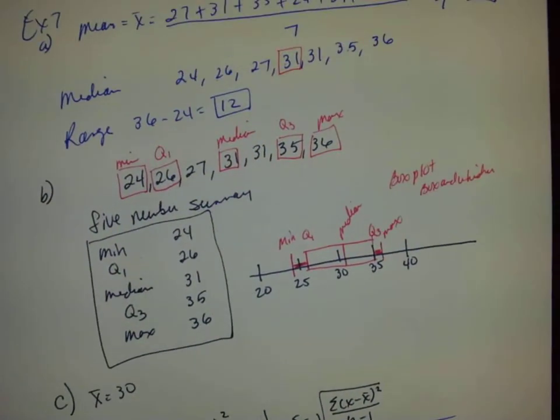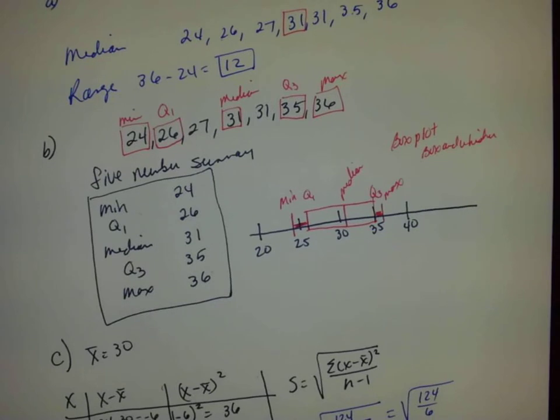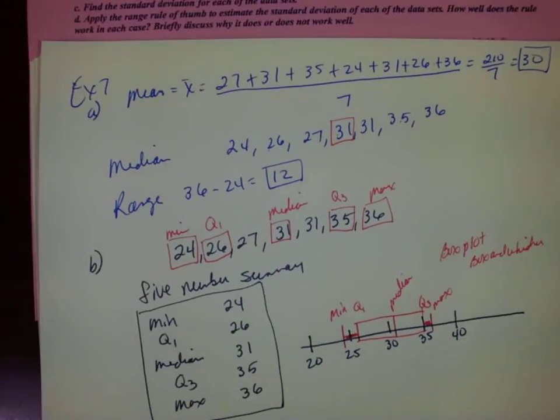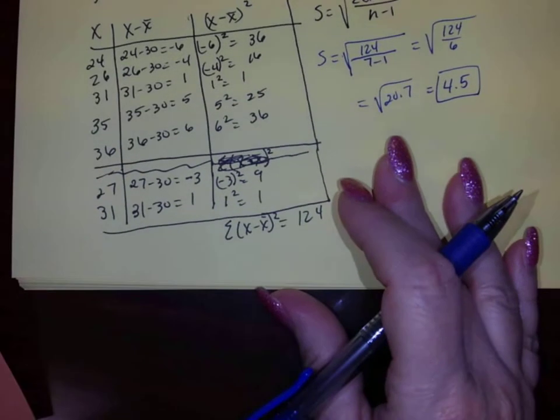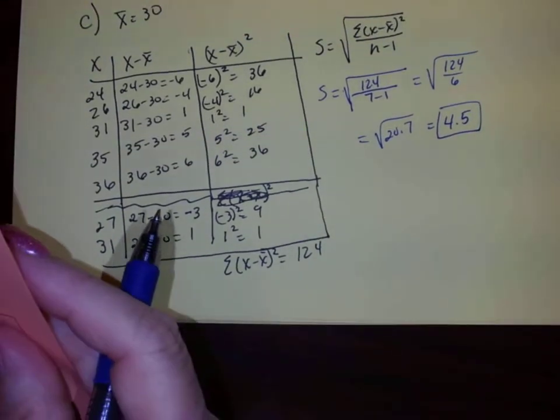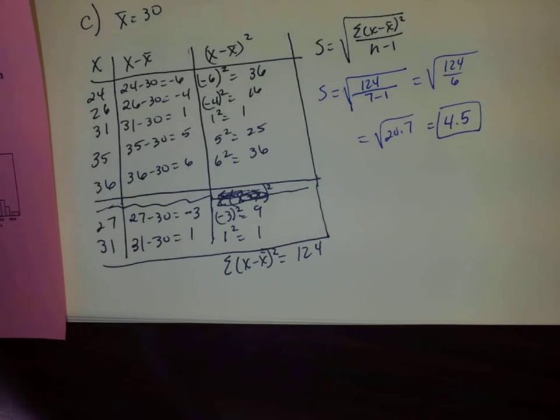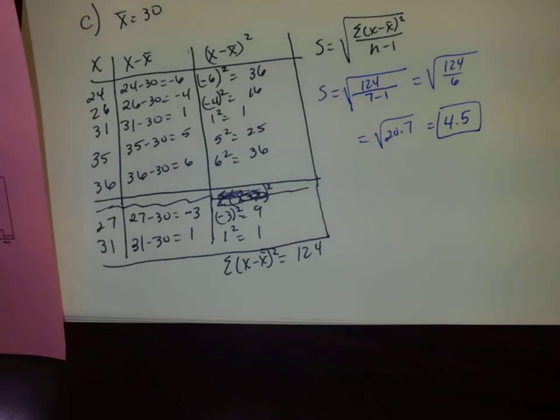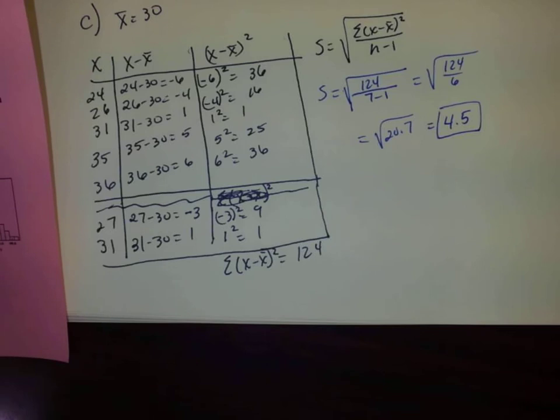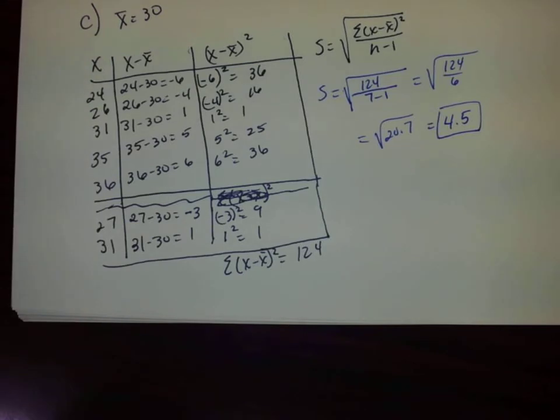All right, was that everything on that one? It is. That was part C, finding the standard deviation for our data set. Now part D says apply the range rule of thumb to estimate the standard deviation of the sets. How well does the rule work in each case? And briefly discuss why it does or does not work well.